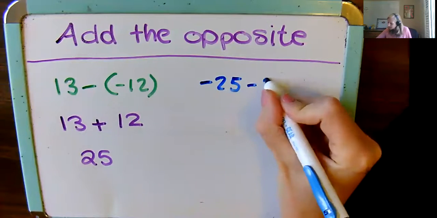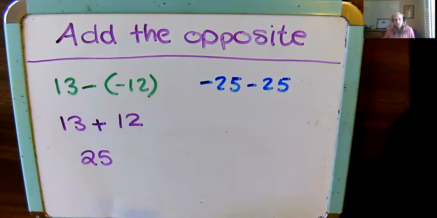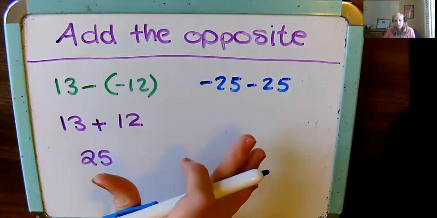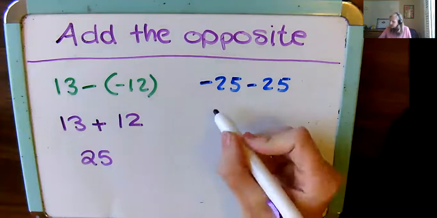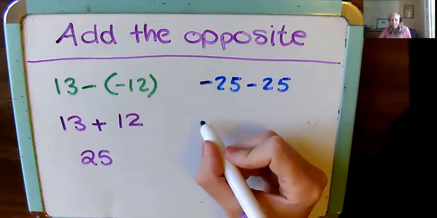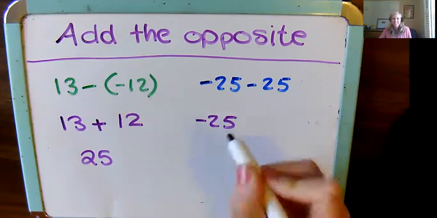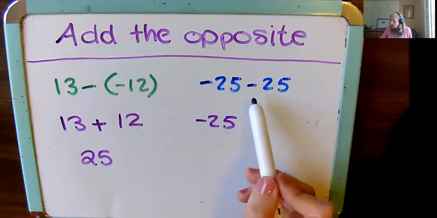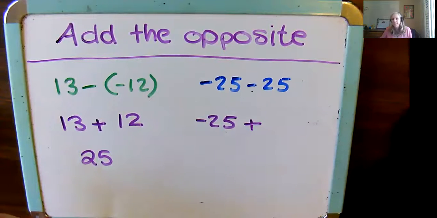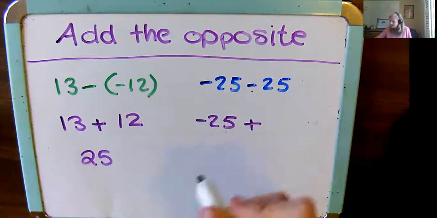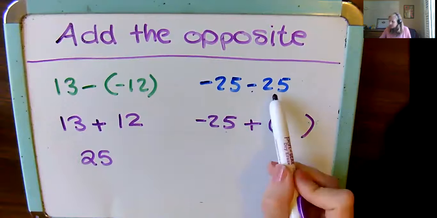-25 minus 25. It is very important that you do these problems showing work. Don't jump to a conclusion. You want to make sure you are being accurate every time. Keep your first integer exactly the same, -25. Change your subtraction to an addition. Take the opposite of the second number. This is a positive integer.